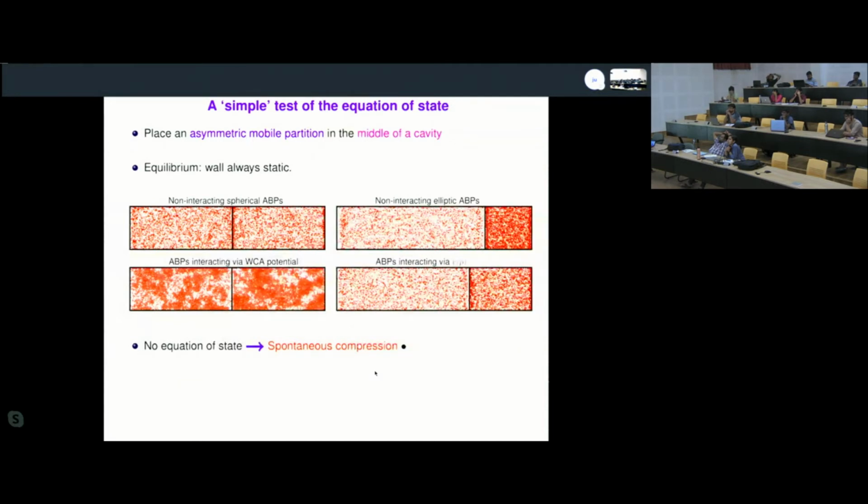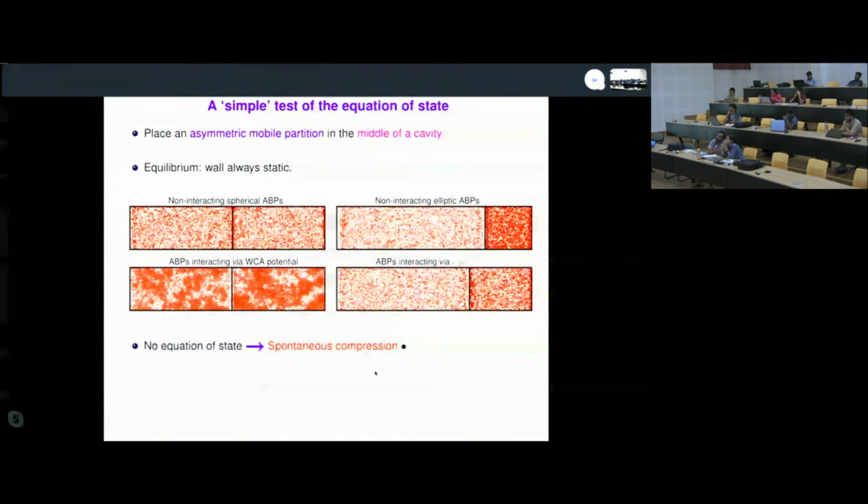On the right, here what you have is a case in which you have non-interacting elliptic ABPs, or ABPs interacting via quorum sensing, for which you do not have an equation of state. Because you do not have an equation of state, if you have the same fluids on the 2 sides of the wall, because the wall is asymmetric, the force exerted on the right and on the left will be different, and you will get a spontaneous compression.